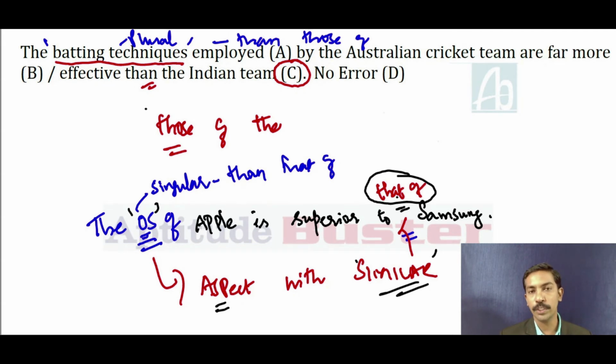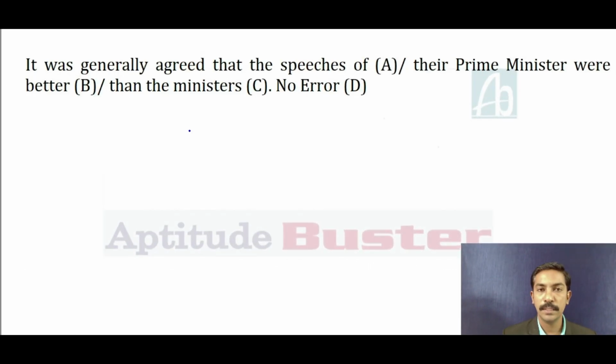Usually, you will have a question involving comparison, and when you have it, just ensure whether the elements of comparison are balanced, and this is how you would check it out. Next question. You try to figure out in this sentence where lies the error. It was generally agreed that the speeches of the Prime Minister were better than the ministers. Look closely, you would understand we are not comparing the Prime Minister with the minister, rather we are comparing the speeches of the Prime Minister with the speech of the minister.